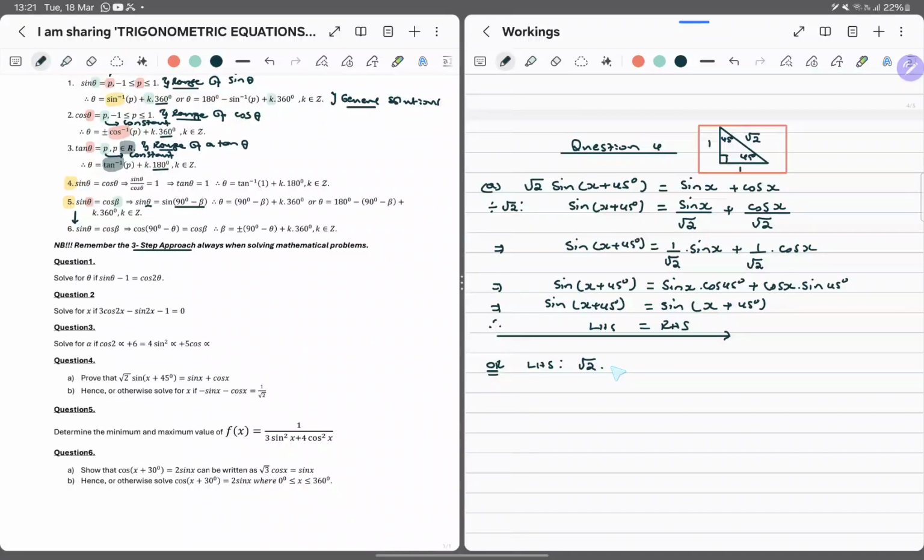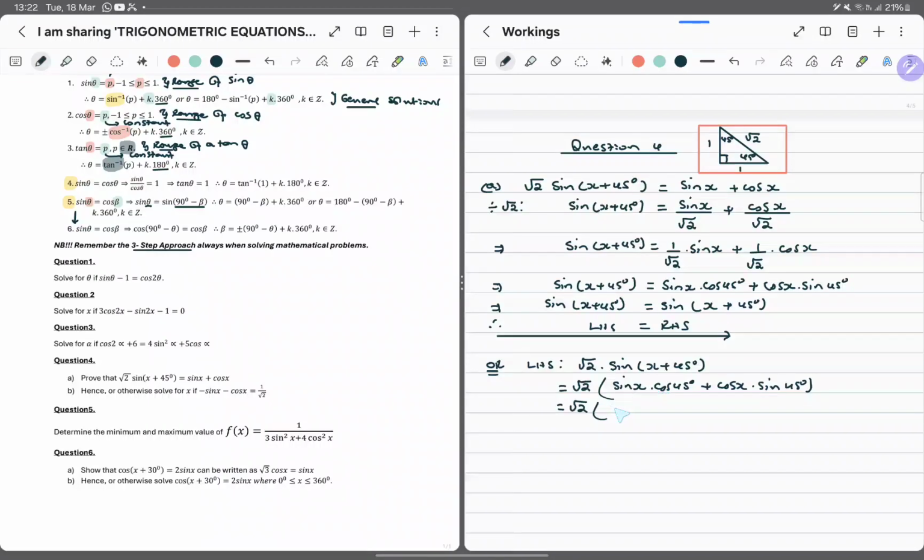We say square root 2 times sine of x plus 45 degrees. This is going to be equal to square root 2 into, we expand here, this is going to be sine of the first angle, cos of the second angle, the sine remains, then it's going to be cos of the first angle, sine of the second angle. Nice and easy.